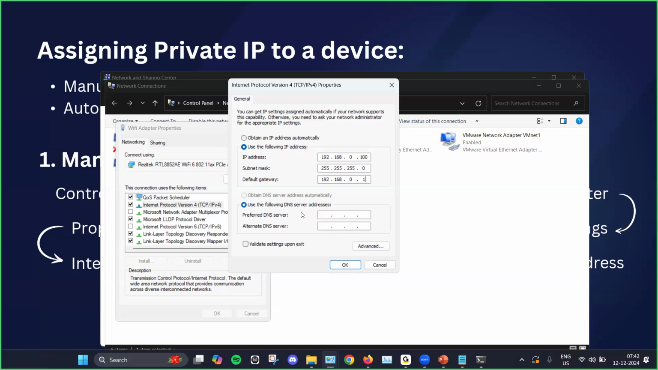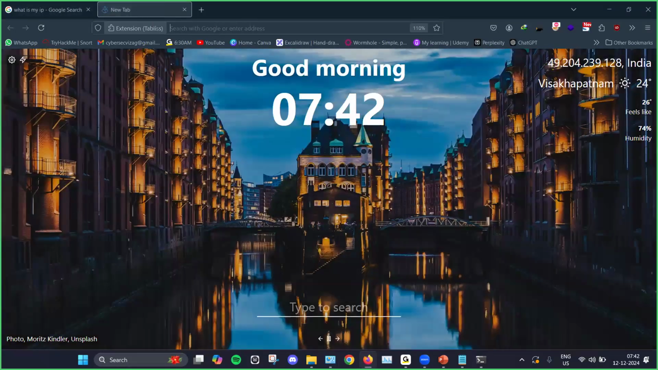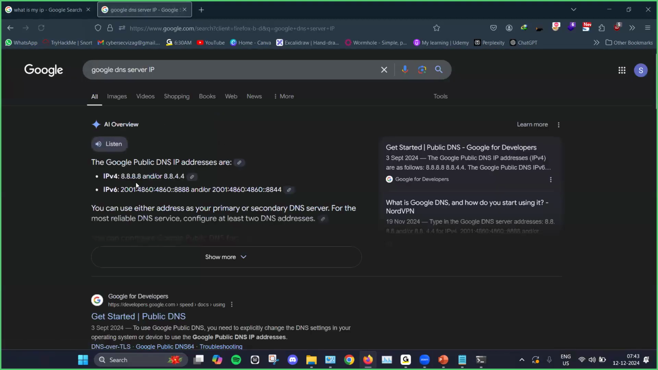Now, along with these three important pieces of information, you also have to assign something called a DNS server address. Now, don't worry what a DNS server is. I'll explain about that later. But just in case you don't know what to assign here, you can just go to your browser, and in the browser, you can search for Google DNS server IP. And this will provide you two IP addresses. One is 8.8.8.8 and the other one is 8.8.4.4. And you can assign it.